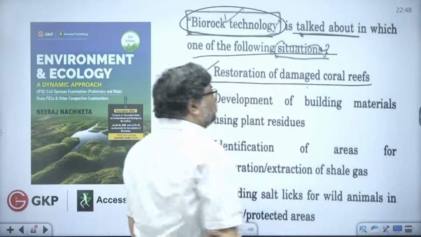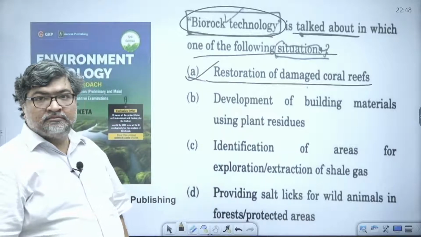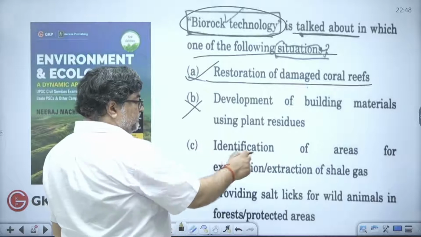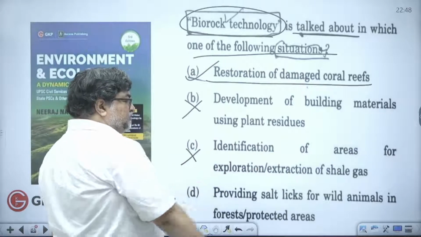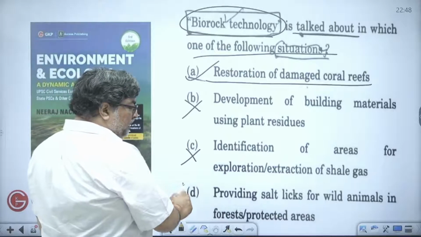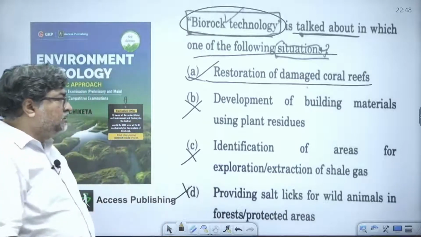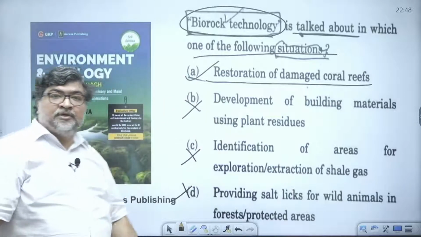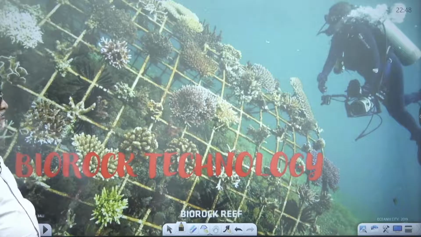Restoration of damaged coral reefs. Right? Development of building material using plant residue, and identification of areas for explosive extraction of shale gas will not be there. Providing salt licks for wild animals in forest protected areas are not there. So here the correct answer is the restoration of damaged coral reefs. So you can see here this one.